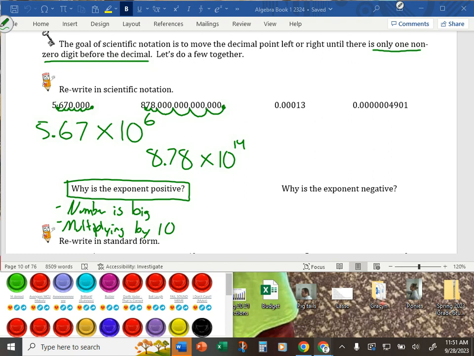So the next two numbers you can see are very small. 0.00013 is a very small value. So how do we differentiate between a big number and a small one? Okay, we still have to move this decimal so there's only one non-zero digit before it, which means we've got to move it between the 1 and the 3.